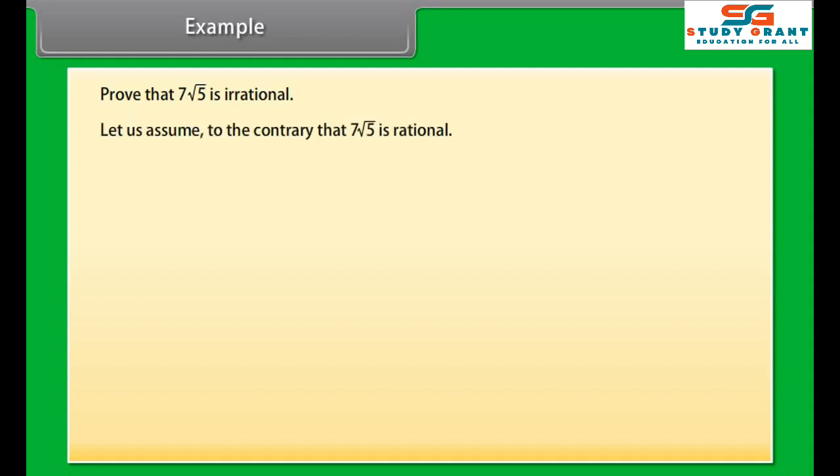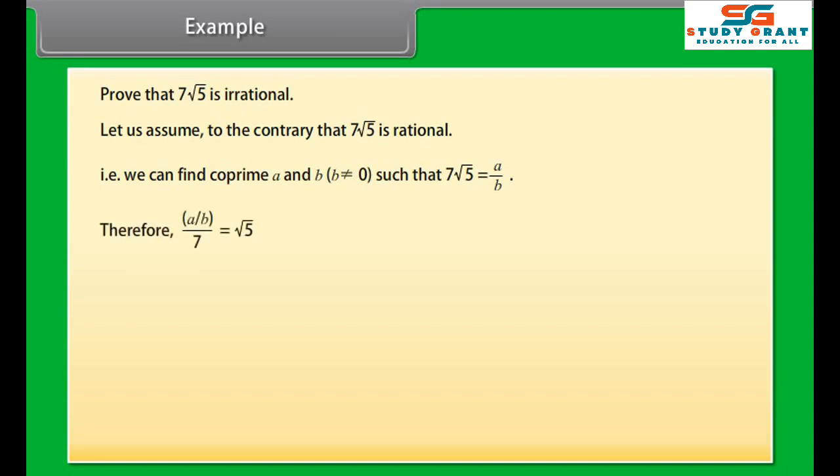Therefore, b upon a is equal to square root 2, or square root 2 is equal to b upon a. Since a, b are integers, we get b upon a is rational and so square root 2 is rational. But this contradicts the fact that square root 2 is irrational.